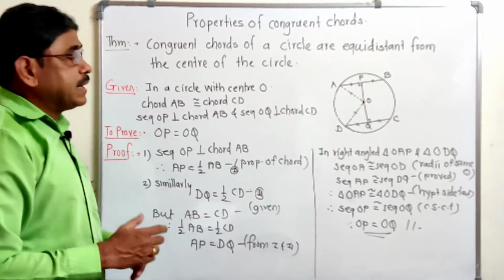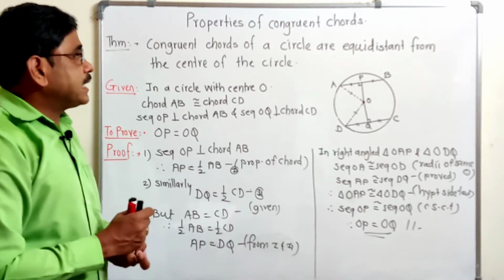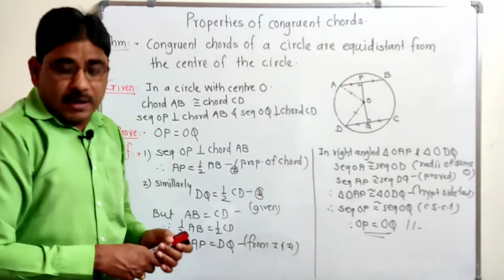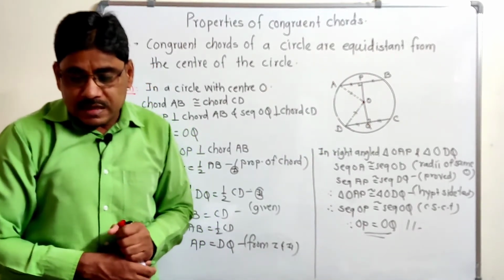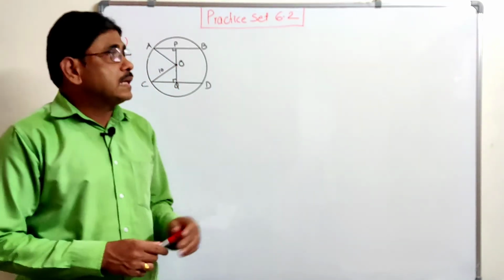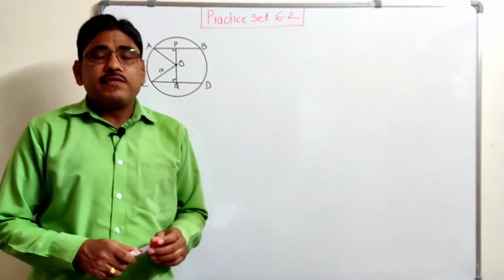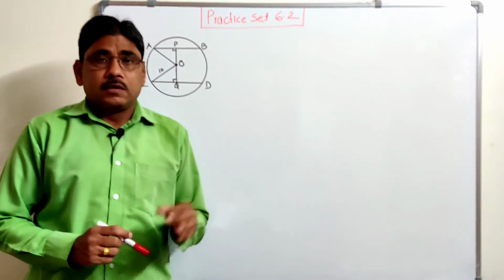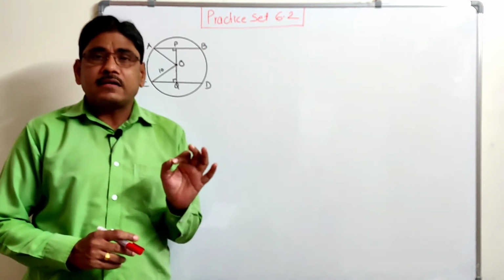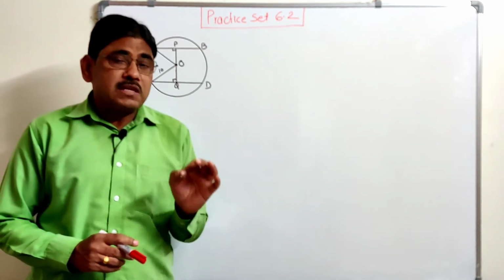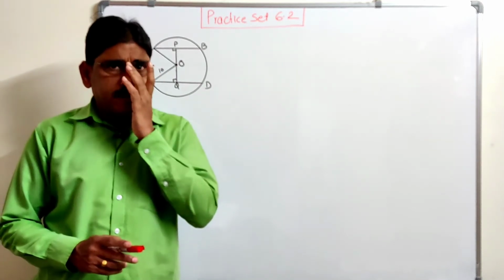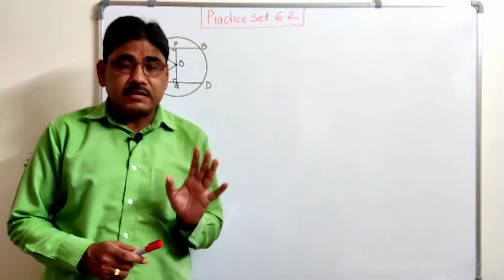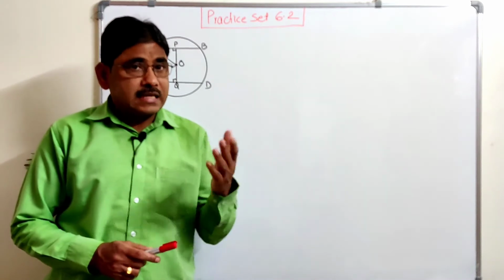So this is one of the properties of congruent chords. The other property is, if two chords are at equal distance, then these chords are congruent, but that property is omitted from your syllabus. Now let us see Practice Set 6.2, which is based on this property of congruent chords. Congruent chords of a circle are at equal distance, means equidistant from the center of circle. Based on that, the best two examples are in this Practice Set, the third one is omitted, so only two sums are there in this Practice Set 6.2. So let us see the first sum.